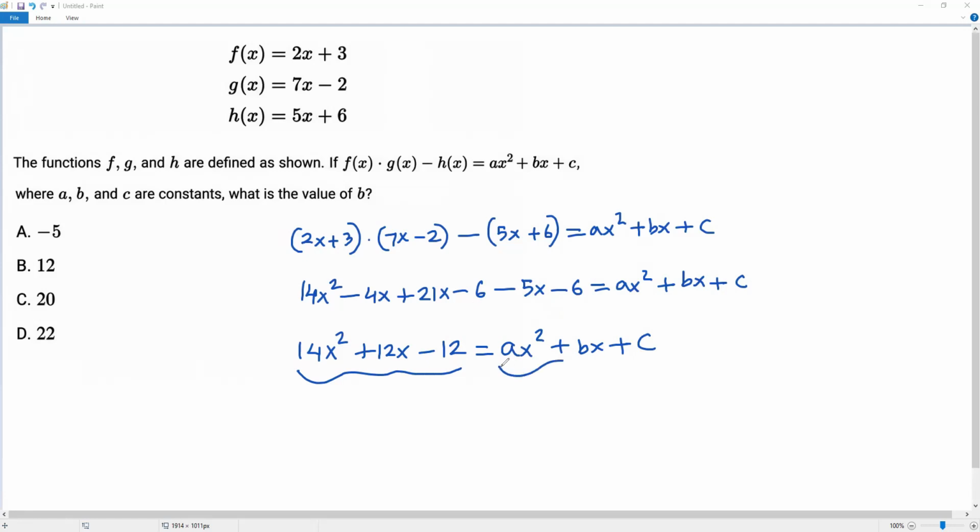Now, two expressions are equal. Whenever two expressions are equal, the coefficients of like terms must be equal. Let's consider the coefficient of x on the left side, that is 12. Consider the coefficient of x on the right side, that is b. So this 12 and b must be equal. Here I got the value of b. The value of b is 12. I find 12 in answer choice B. The correct answer choice for this question is B.